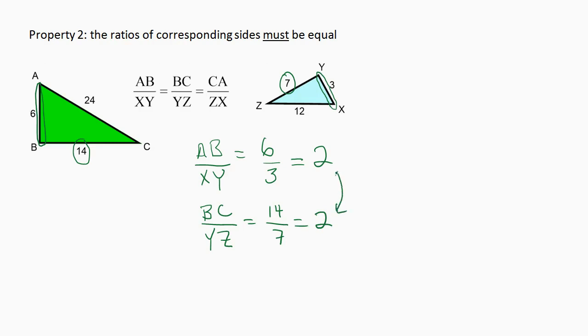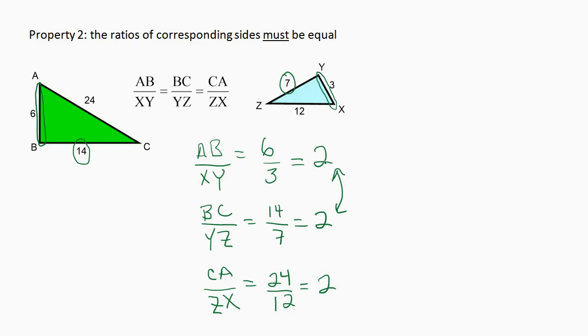Notice that these two 2's are exactly the same. Now these two triangles will be similar as long as we can show that the third pair of side lengths also has the same ratio. So if we were to compare side length CA to side length ZX, these are the two longest ones, we would find that CA is 24 compared to ZX, which is 12, and 24 divided by 12 is 2.